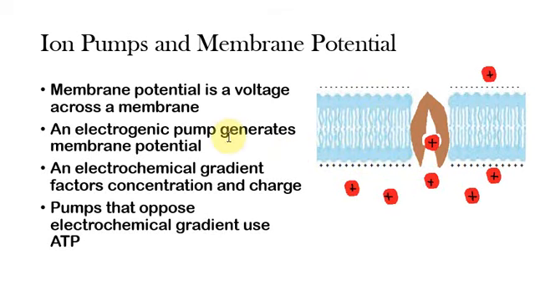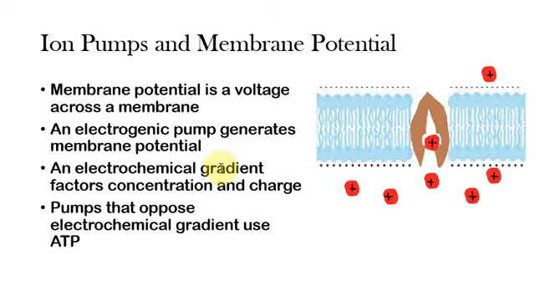An electrogenic pump is a pump that will actually generate this membrane potential. Now, one example of an electrogenic pump is the sodium-potassium pump that I mentioned previously. In fact, any pump or any transport protein that transports ions or other charged substances will generate a membrane potential.